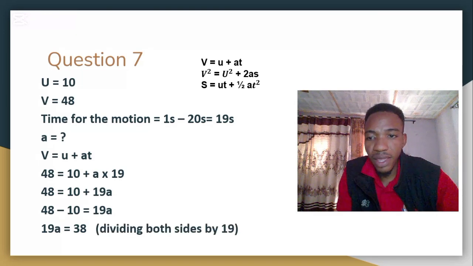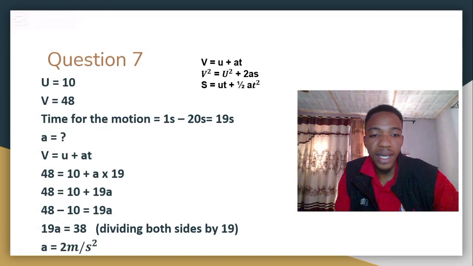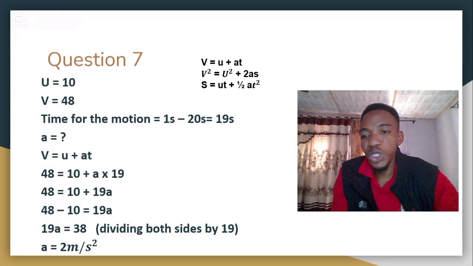This is normal math. Everybody who is at least in SS1 and has been solving maths from JSS1 should be able to manipulate their way around this area. So 19a equals 38. Dividing both sides by 19, our a is 2 meters per second squared. So we solved this question. You see how foolish the question could be. Very simple. It's just a matter of knowing the formula, bringing out the parameters of your question, and solving it.